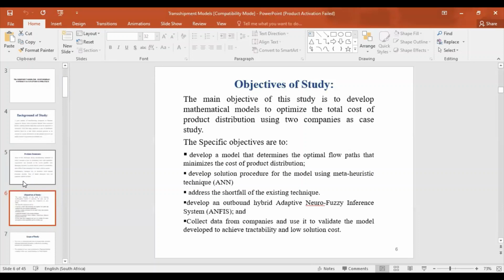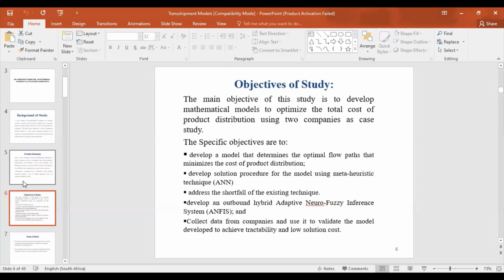So the objective now. The main objective of this study is to develop a mathematical model to optimize the total cost of product distribution using two companies as case studies. And the specific objectives include to develop a robust optimization model for product distribution, develop a solution procedure for the model using meta-heuristic techniques, address the shortfall of the heuristic techniques, and possibly develop an outbound hybrid artificial intelligence system, which is the adaptive neural inference system.